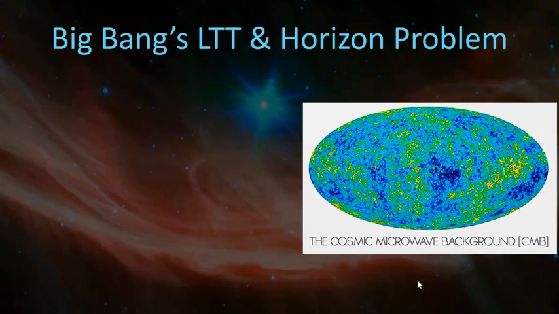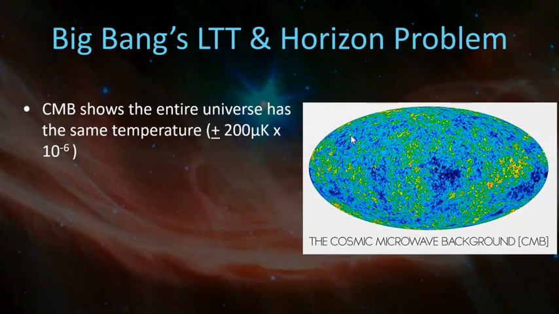Not only does the Big Bang have a light travel time problem, it also has a horizon problem. The cosmic microwave background, I talked about this last week, shows that the entire universe has basically the same temperature, and the CMB only varies by plus or minus 200 microkelvins.